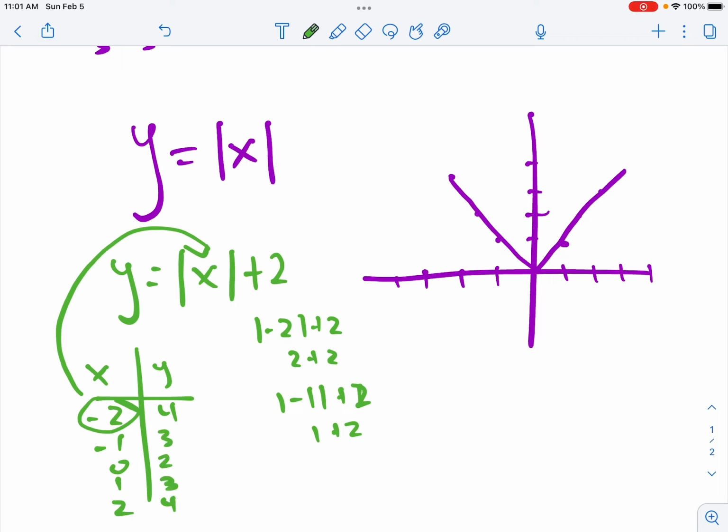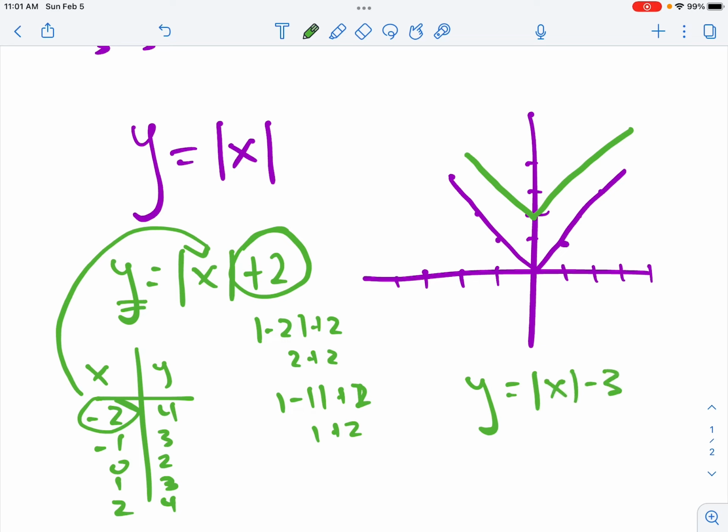So what this does is it lifts it up by 2. That plus 2 raises all the y values by 2. Lifts all the y values up by 2. Okay, so now we can move it up and down, right? If we want to move it down, we would just say y equals absolute value of x minus 3, and you'd have something that looks like that, -3.